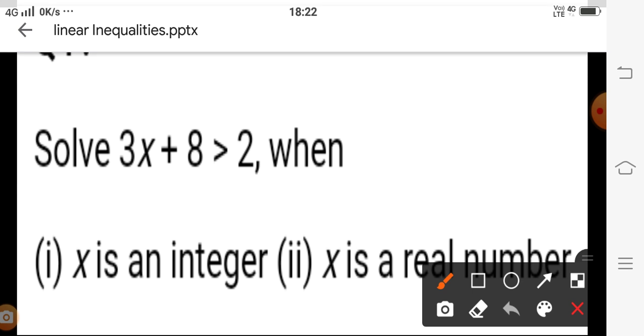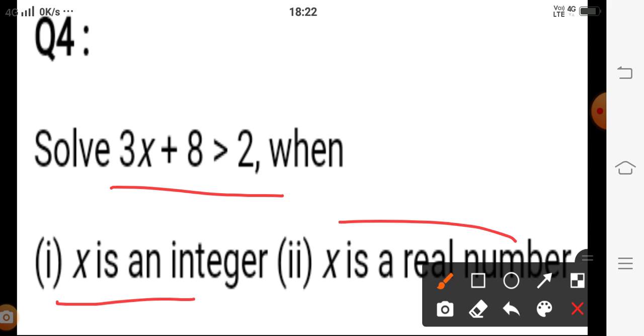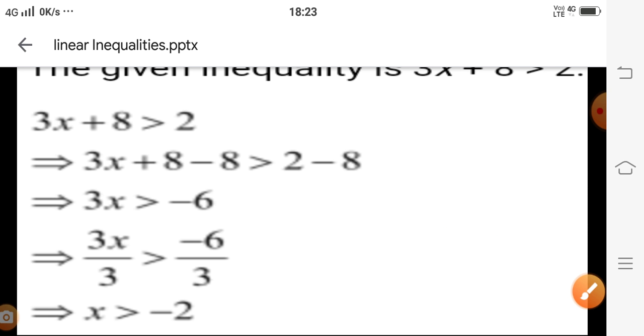Let us solve some questions here. This is from exercise 6.1, question number 4. You have to solve 3x plus 8 greater than 2. Two parts are given: when x is an integer and when x is a real number. We have to find the values of x. One time the condition is that x is an integer, meaning we take only integer values, and the next time we take real values. Now let us solve this question.